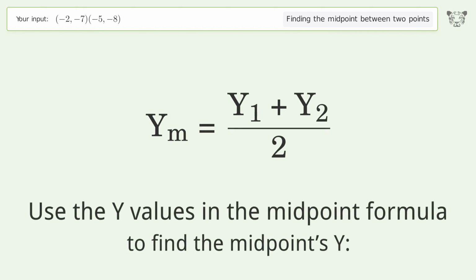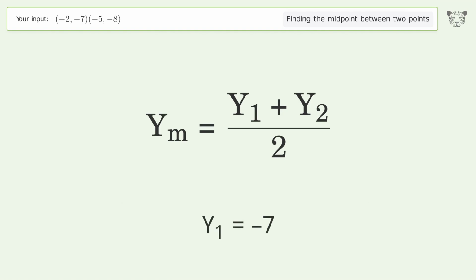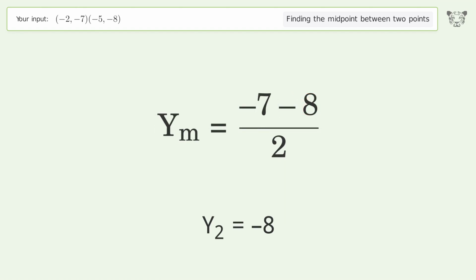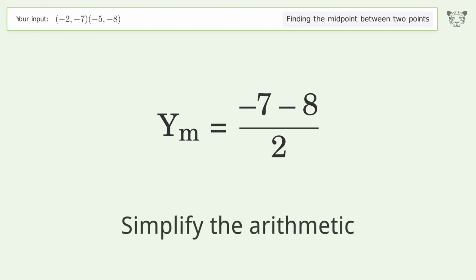Use the y values in the midpoint formula to find the midpoint's y. y1 equals -7. y2 equals -8. Simplify the arithmetic.